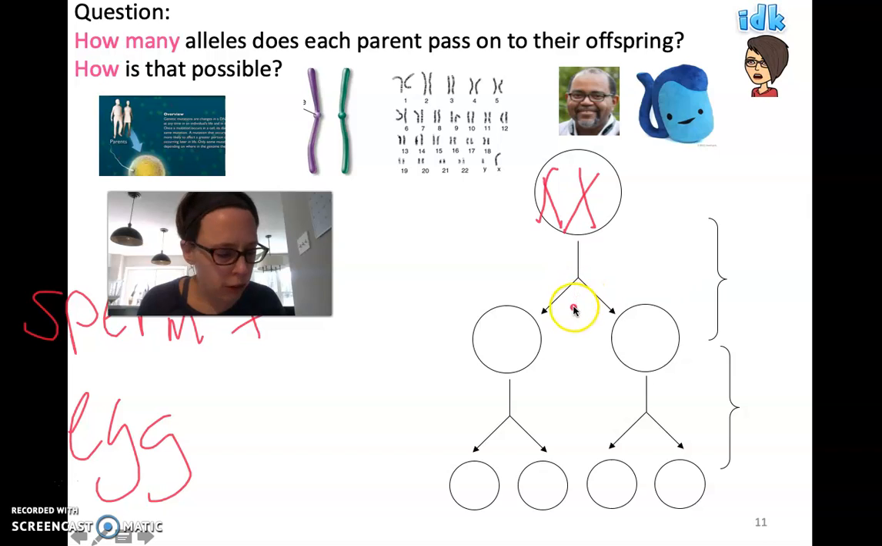What happens in this first division is that the homologous pair separates. Over in this cell is the purple chromosome, and over in this cell is the green chromosome. Still label that big A and big A, and over here label that little a and little a. And then in meiosis 2, the sister chromatids get separated.